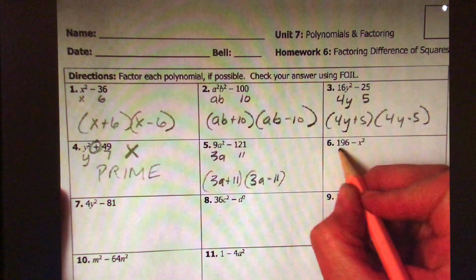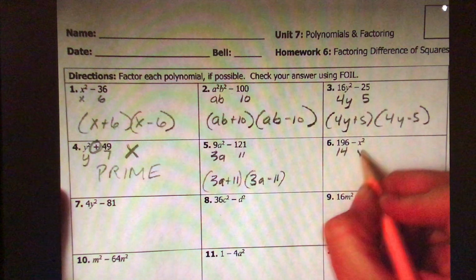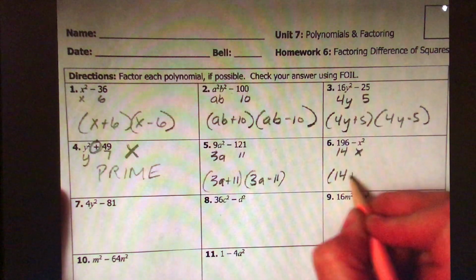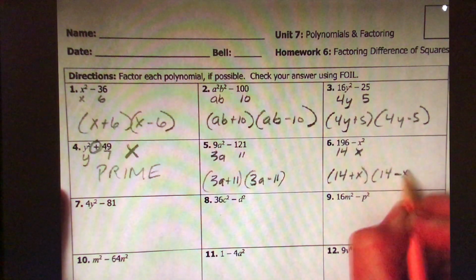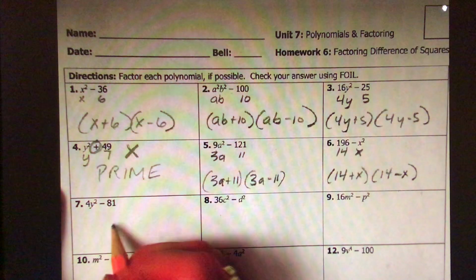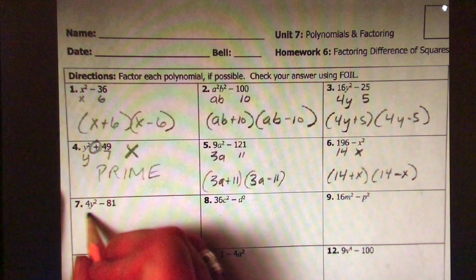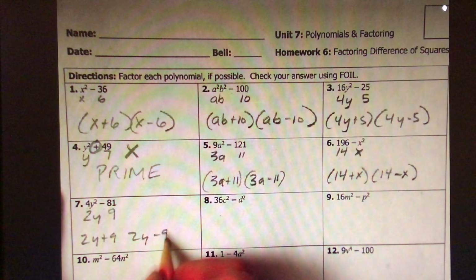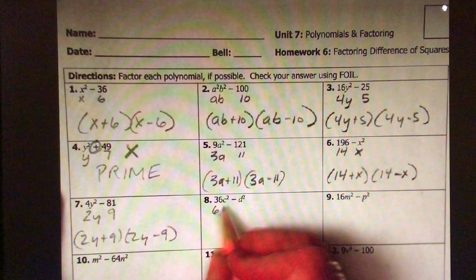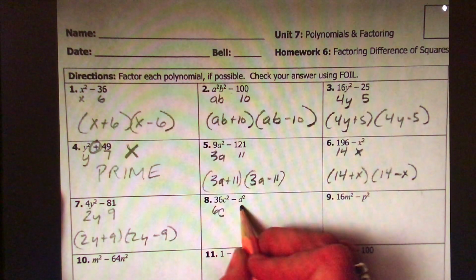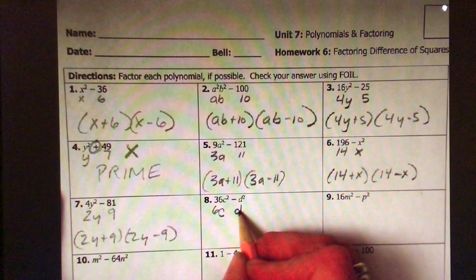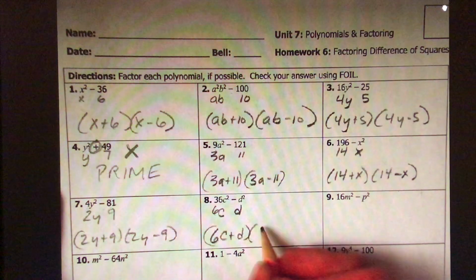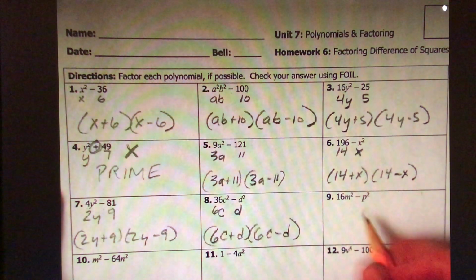196, the square root of 196 is actually 14, in case you didn't know that. And I've got x, and I've got a difference. 14 plus x, 14 minus x. Number 7, the difference, and I've got squares. I've got 2y, I've got 9, 2y plus 9, 2y minus 9, parentheses, parentheses. I've got 6c, I've got d squared, in case you can't see it. So that's going to be 6c plus d, and then 6c minus d.